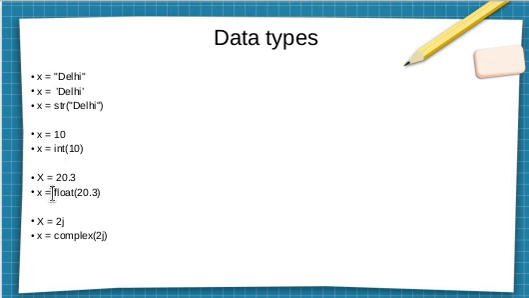In a float variable we have to write something dot something, that is, we can declare it as 20.3, or if the value is only 20 but we want it as a float variable, then we can write 20.0, or otherwise we can write float of 20.3. Then a complex variable is declared as 2j, or x equal to complex of 2j. This way we can declare these variables.